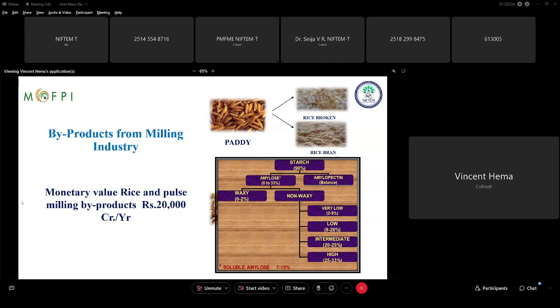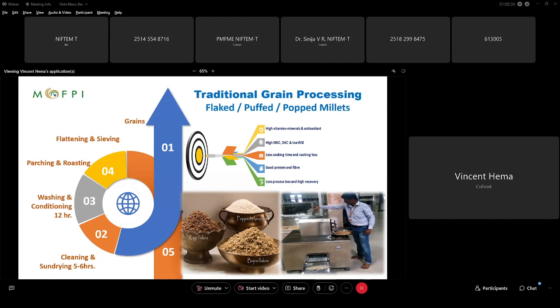You can see the monetary value of rice and pulse milling industry byproducts: we are facing more than 20,000 crore of losses per year. These fractions, as we know, contain 90% starch, and when you separate the fractions of the bran and other layers, they have a good balance of amylose and amylopectin that will help us process them into value added products.